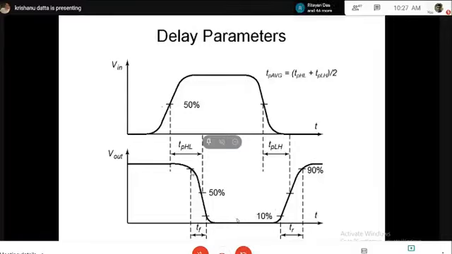However, the basic difference between delay versus rise time, fall time is that delay is always between two signals, let's say from input to output, rise, fall. Rise time and fall time is the property of the same signal, 90% to 10% or 10% to 90%. So these four parameters we always care about when we calculate the delay of a digital gate.